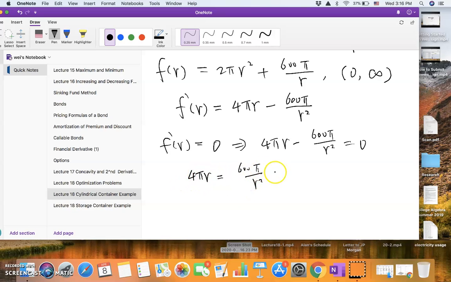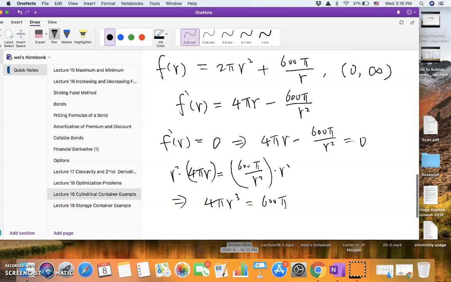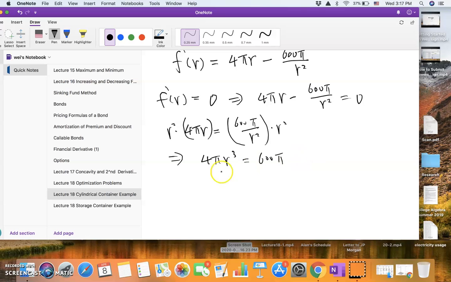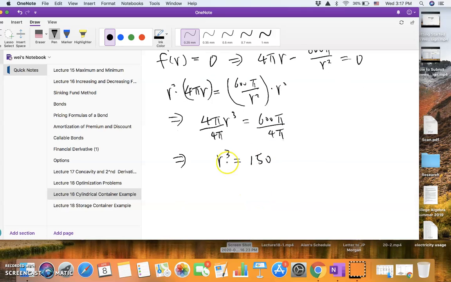If we multiply r squared on both sides, we're gonna have 4 pi r cubed equals 600 pi. And we divide by 4 pi, so we get r cubed equals 150. So r equals the cube root of 150.